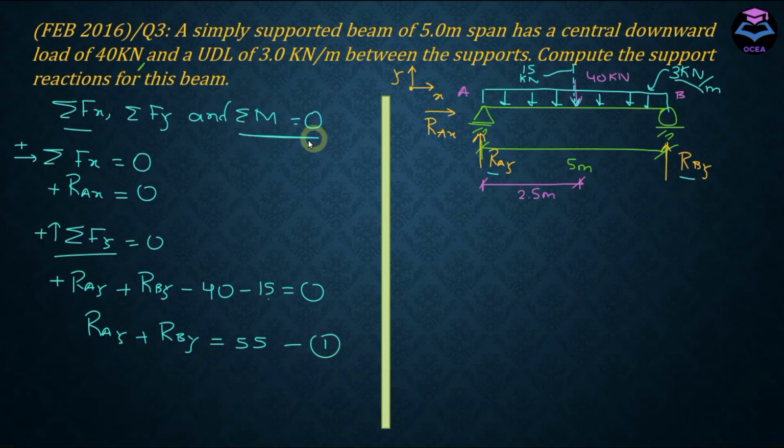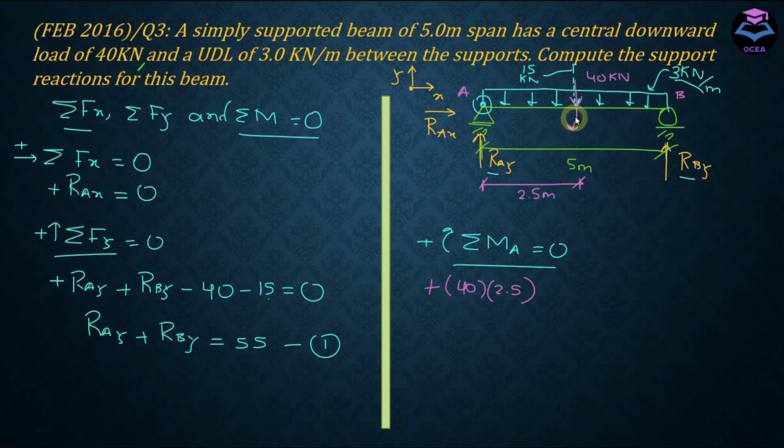Now we are left with the last condition of equilibrium. Let's take summation of moment about a point, and let's take clockwise moment as positive. How many forces are creating moment about this point? RAX and RAY won't be creating any moment because they are passing through this point. Whereas this 40 kilonewton force is creating clockwise moment about this point. It matches my sign convention, so this is going to be positive, and it has a moment arm of 2.5. And we have this 15 kilonewton resultant load because of this UDL.